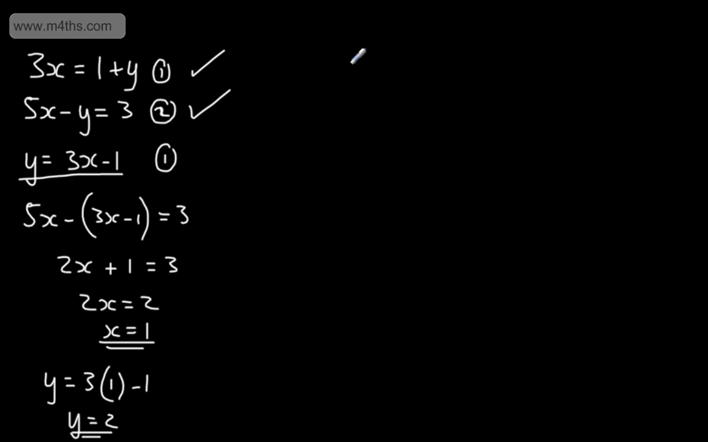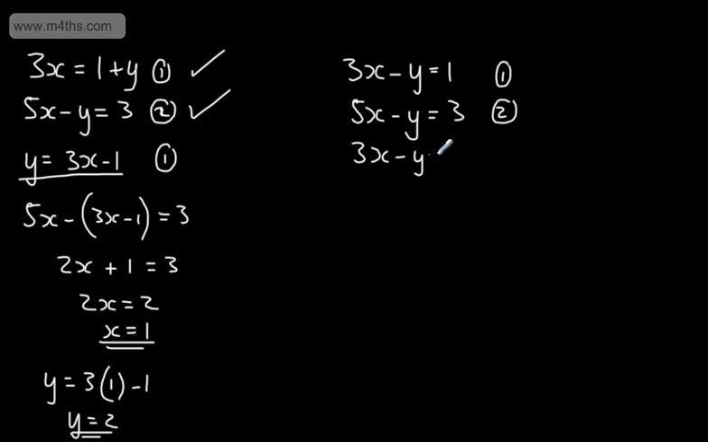I could have rewritten equation 1 as 3x minus y is equal to 1. And then we've got 5x minus y is equal to 3. So this is equation 1, this is equation 2, and we could have done elimination. What I would have done is just rewritten equation 1 below. So we would have 3x minus y is equal to 1. That's equation 1, and simply subtracted equation 1 from 2.